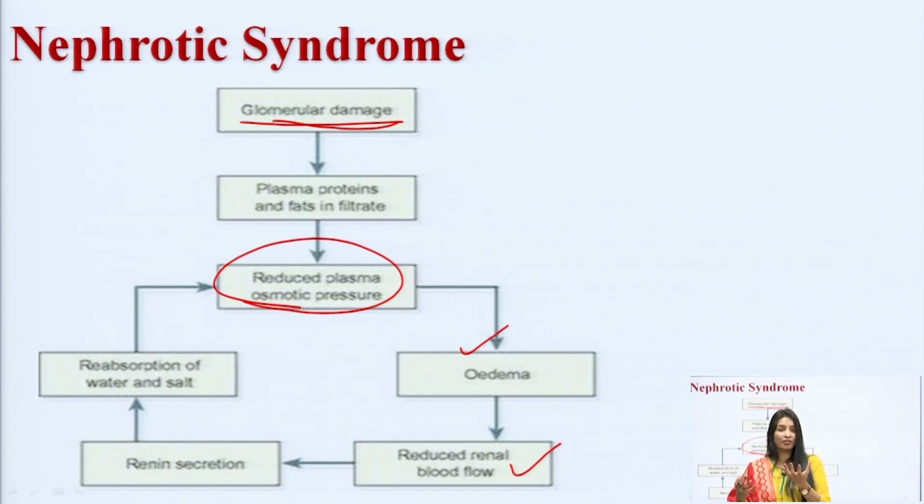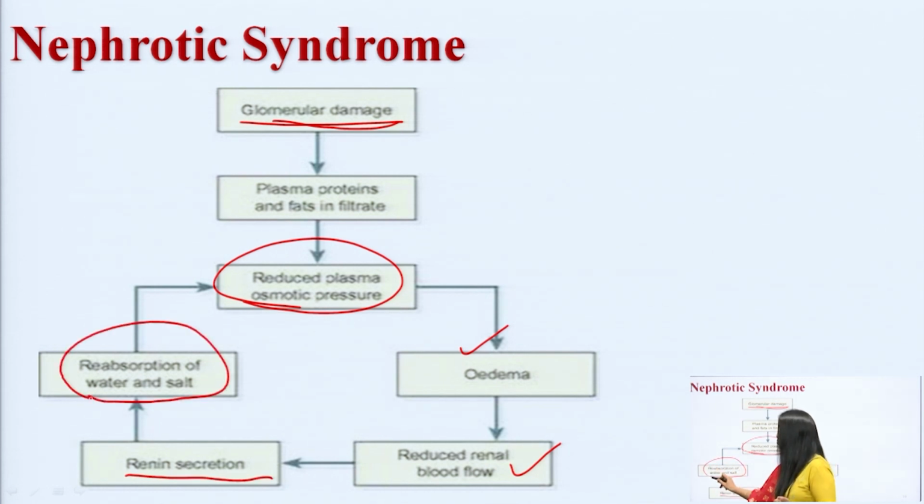Angiotensin 2 is a protein vasoconstrictor, and it also has the capability to release aldosterone from the adrenal cortex, and this aldosterone has the capacity to reabsorb sodium. So what is going to happen here? Because renin is secreted, reabsorption of water and salt is going to happen. Whenever reabsorption of water and salt happens, it is again connected to the plasma osmotic pressure being decreased. So this is about the nephritic syndrome.